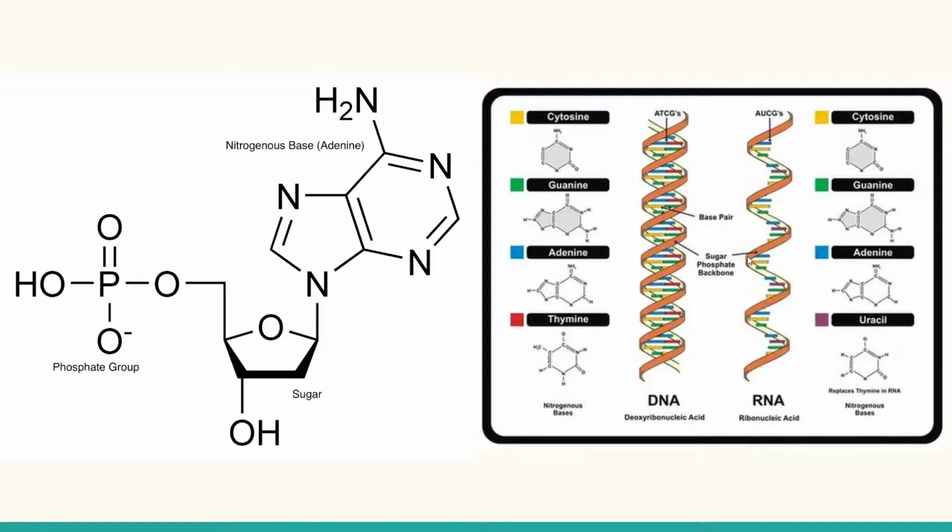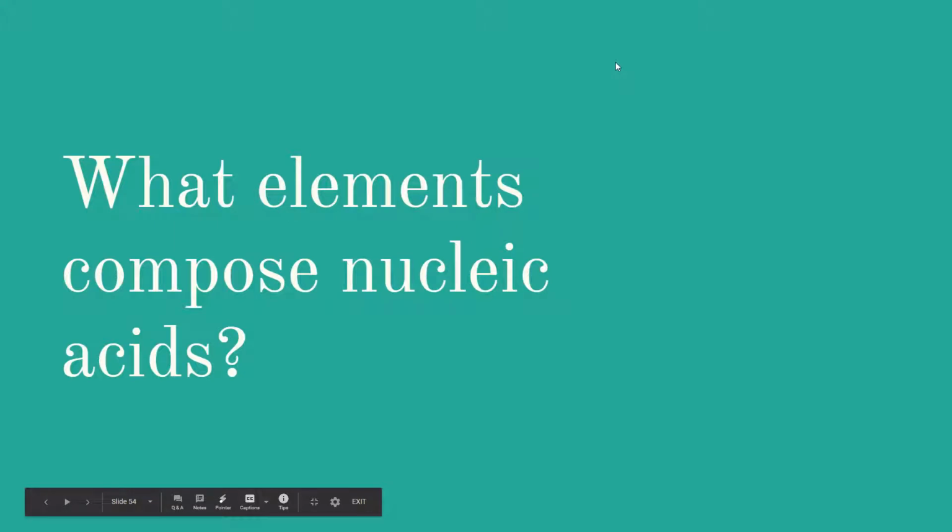So we got the sugar phosphate backbone and then the base pair. Keeping in mind that this is one of the base pairs, this is one of the base pairs, and one of these is just one of the monomers that help make up your DNA.